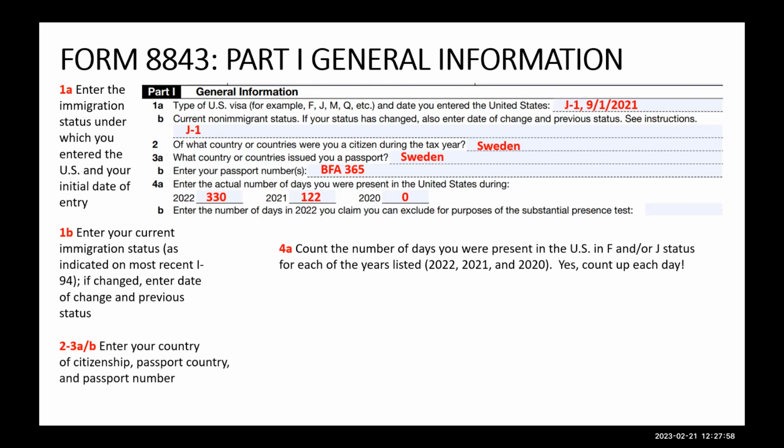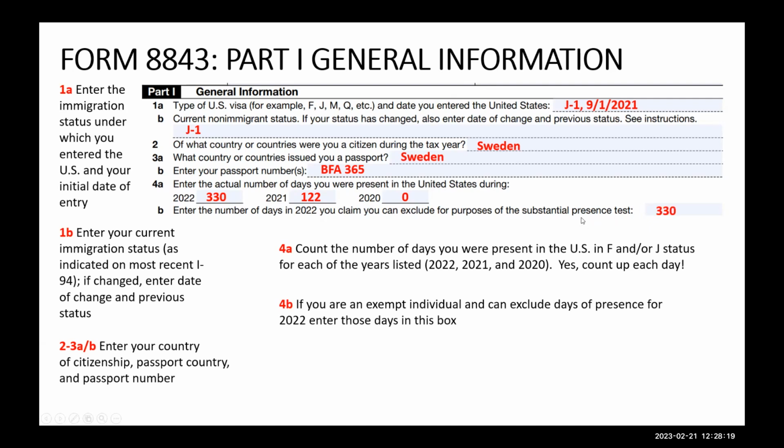So if you're a scholar and you only arrived in 2021, then you're excluding all days of presence from 2021 and 2022. So I'm going to look at this particular question, enter the number of days in 2022 you claim you can exclude for purposes of the substantial presence test. And it's going to be 330. So all the days of 2022. So basically, if you're a student or scholar and you're still an exempt individual, you would just indicate all the days that you were present in 2022 as days that you can exclude for purposes of the substantial presence test.